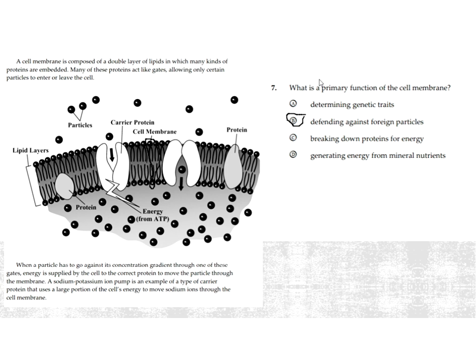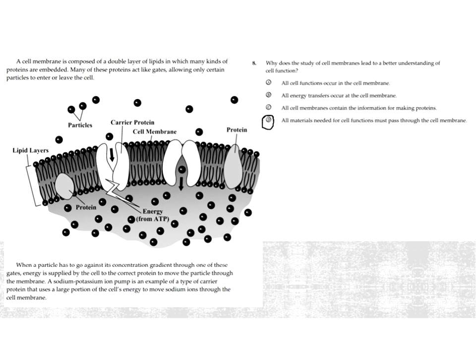Another question dealing with the same question stem with the cell membrane says, what is the primary function of the cell membrane? Correct answer here is B, defending against foreign particles, because again, it tells us in that first two sentences, many of these proteins act like gates, allowing only certain particles to enter or leave. So it tells us right there that it is going to be controlling what comes in and out. So out of these different choices, B is the one that is closest to controlling what comes in and out.